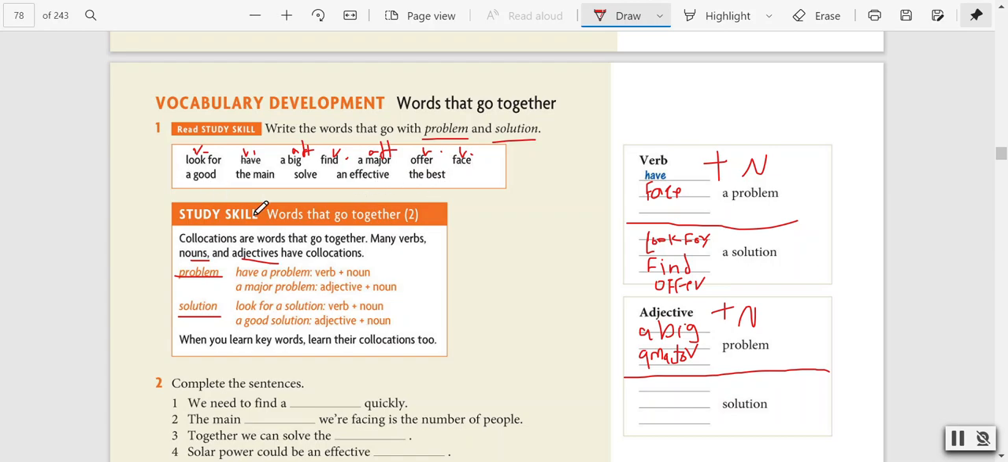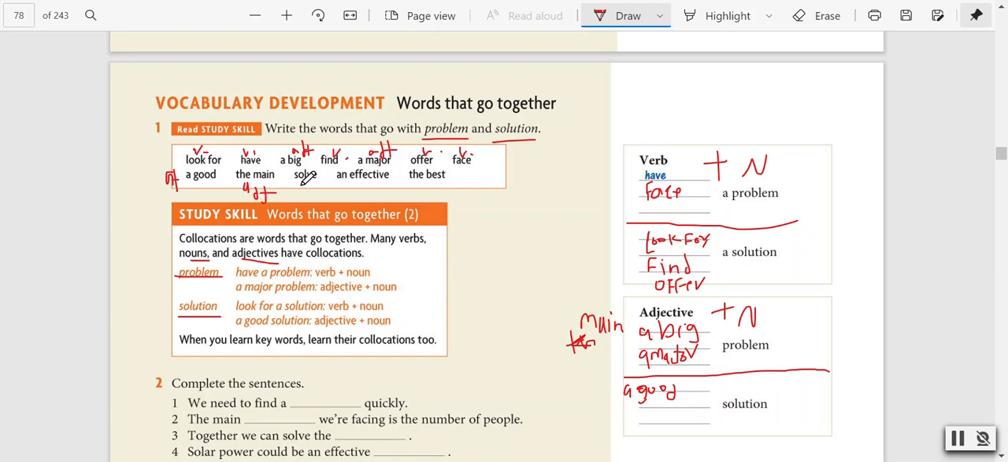And in here we have good. We can say a good solution. Good solution, which is adjective. A good solution. Okay, good, it's an adjective. And the main. We can say the main for what? The main problem in here. And it's adjective. Major, main, it's adjective.